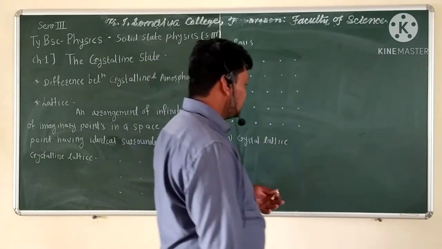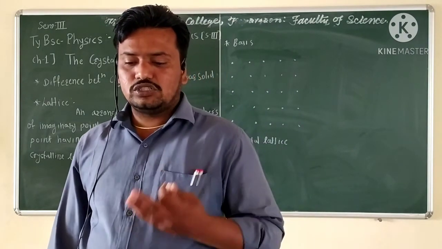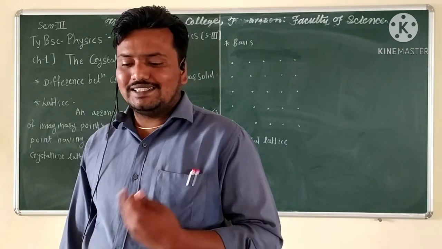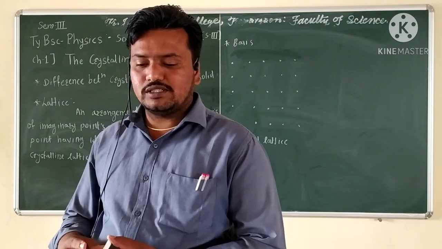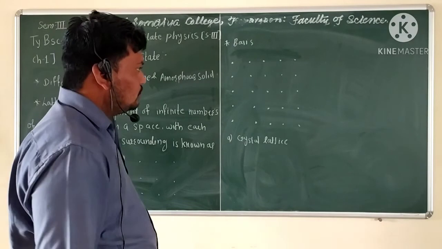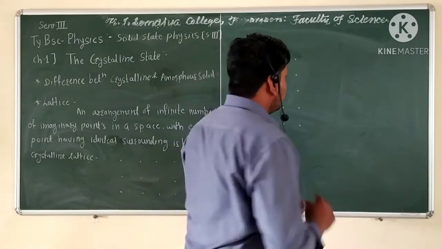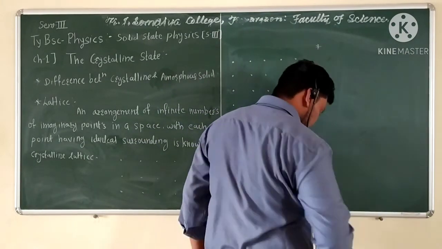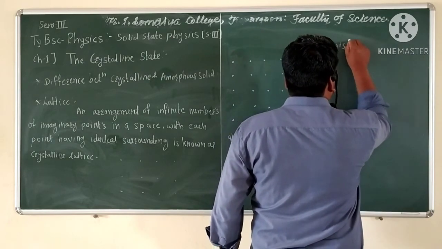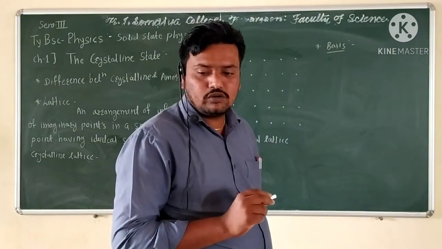Next point is the basis, the structural unit of the crystal. It is known as the basis, and it may consist of an atom, ion, or a molecule. So what is meant by basis? See here the point which is considered as the basis. So what is meant by this basis? The structural unit of a crystal.